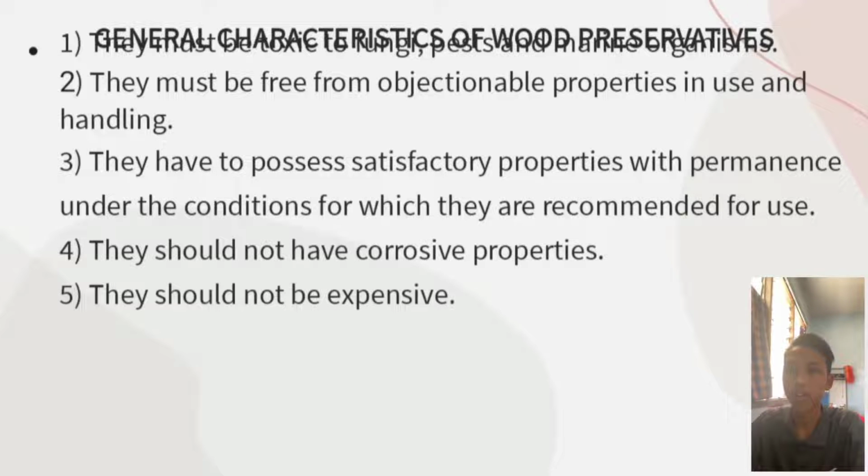First I want to talk about the general characteristics of wood preservatives. The first, they must be toxic to fungi, pests and marine organisms. Number two, they must be free from objectionable properties in use and handling. Number three, they have to possess satisfactory properties with permanence under the conditions for which they are recommended for use.